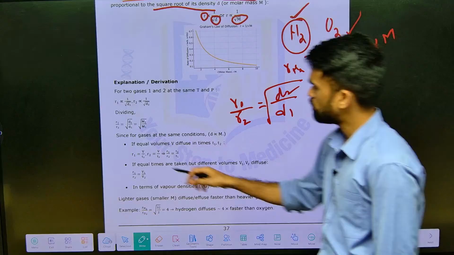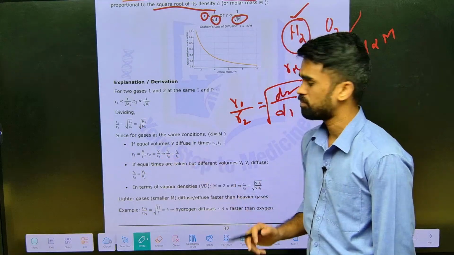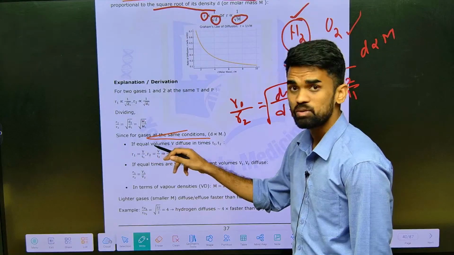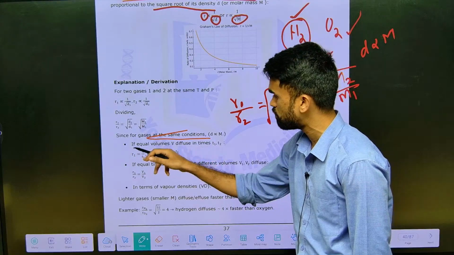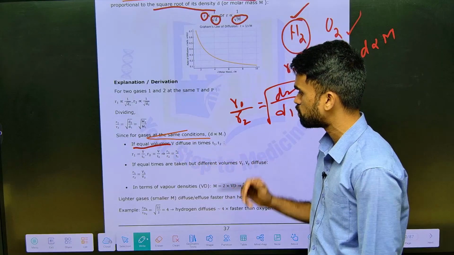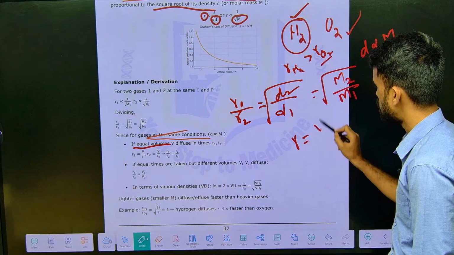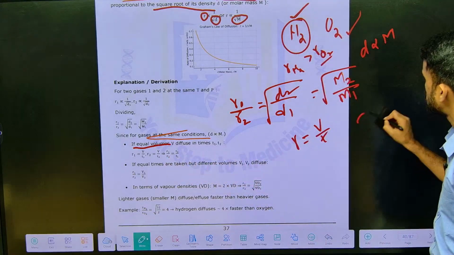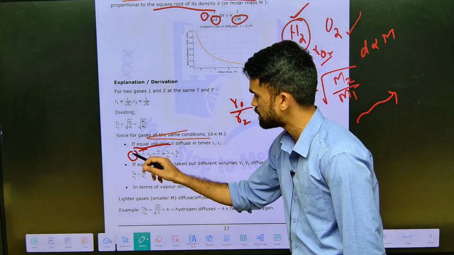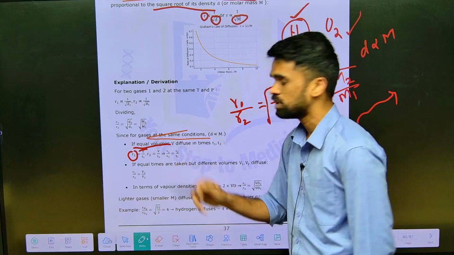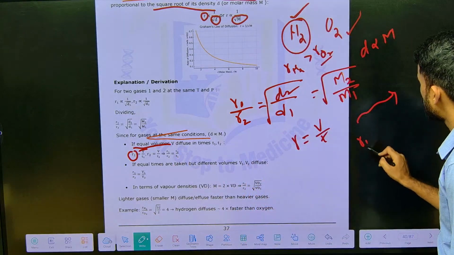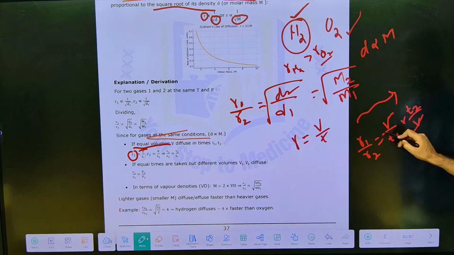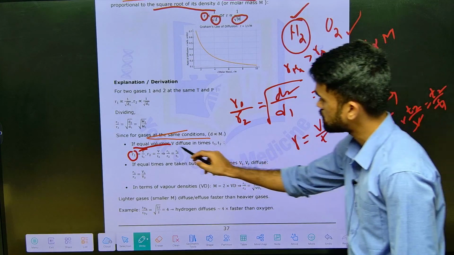Now the rate of diffusion can also be given in terms of volume and time. For gases at the same condition, if equal volumes V diffuse in times T1 and T2, the rate of diffusion is given by the change in volume by time. Whatever the gas, that gas will spread. So the rate of diffusion is R1 equals V by T1 and R2 equals V by T2. If they cover the same volume, R1 by R2 is equal to V by T1 divided by V by T2, that is T2 by V. V can be removed, so we get T2 by T1.